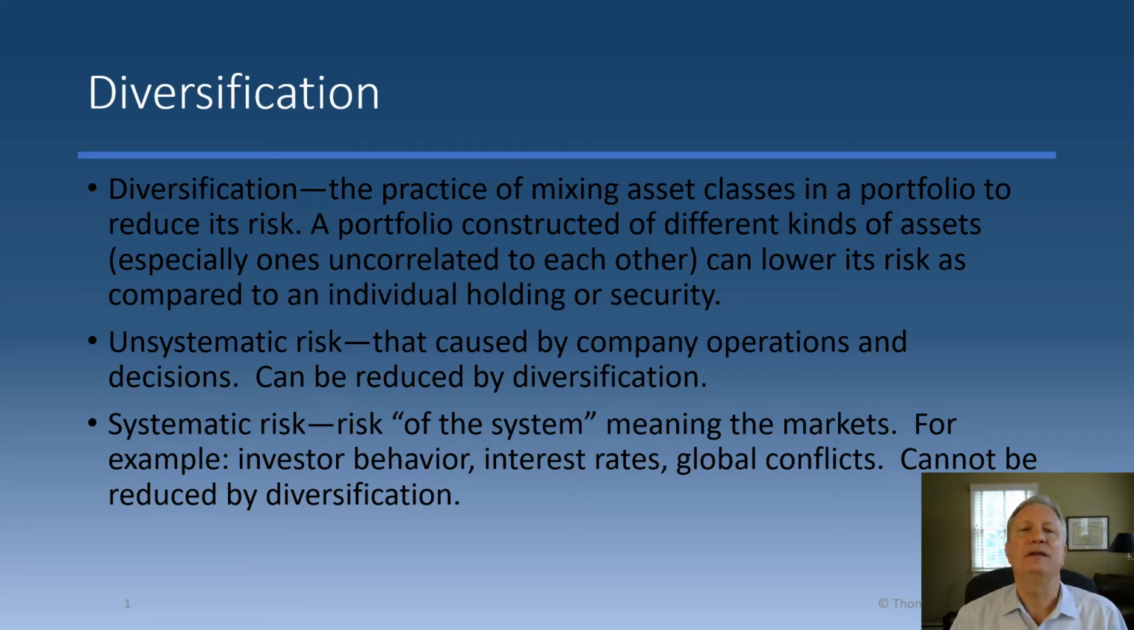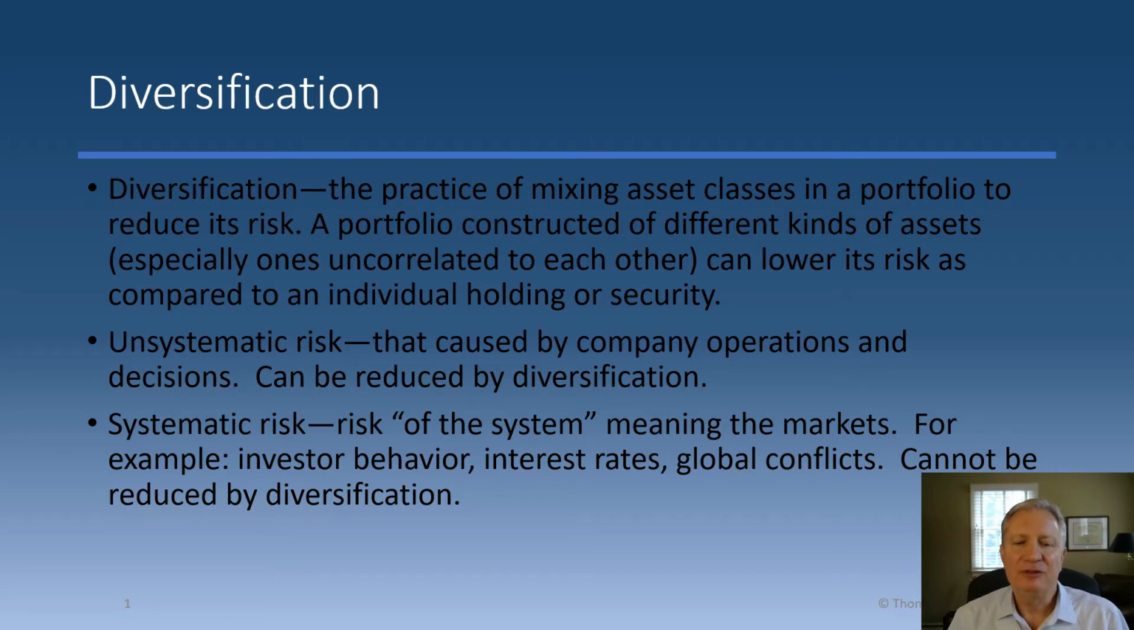A portfolio constructed of different kinds of assets that are uncorrelated can lower its risk as compared to holding an individual security or stock, for example, or bond. A variety of them, we call it diversification, can help lower a portfolio's volatility and provide less bad returns in bad markets and give us more predictable or less volatile returns in better markets.